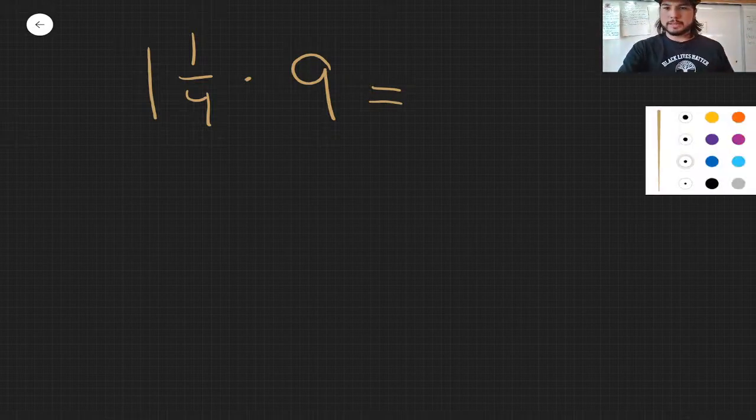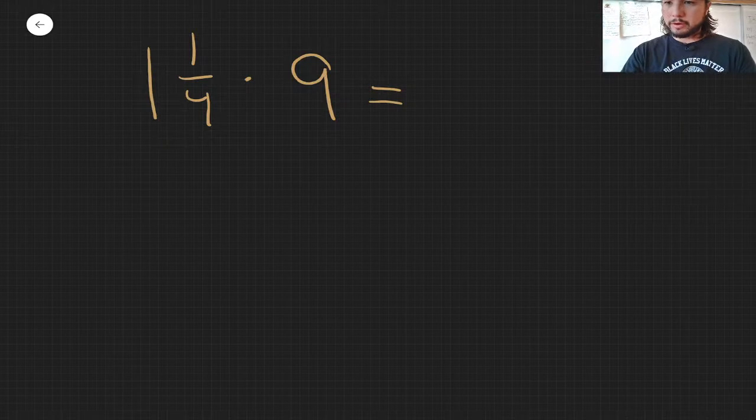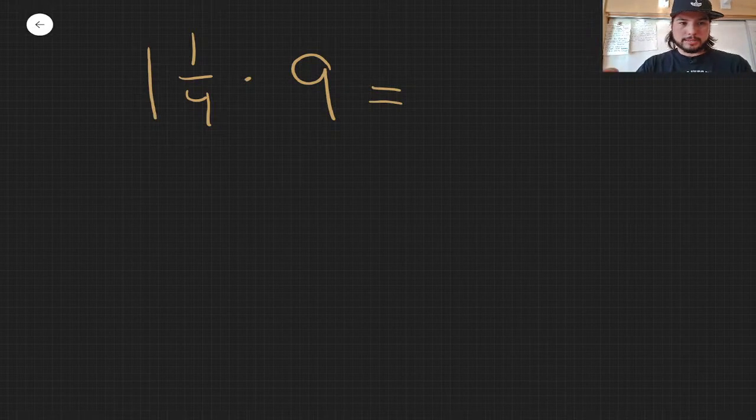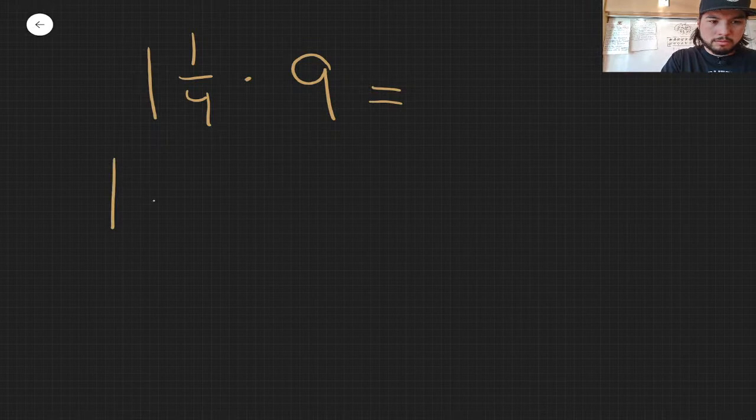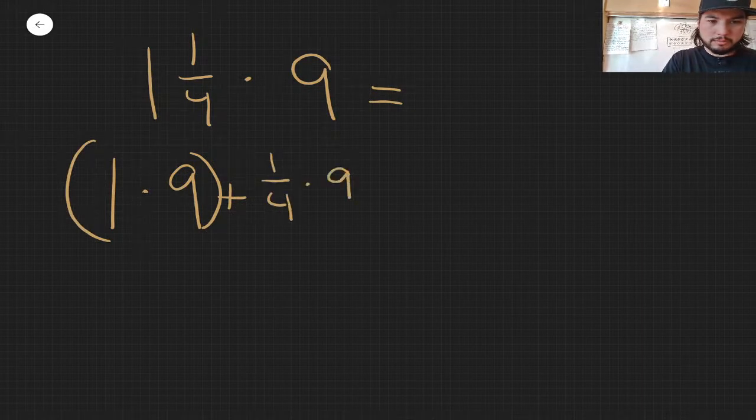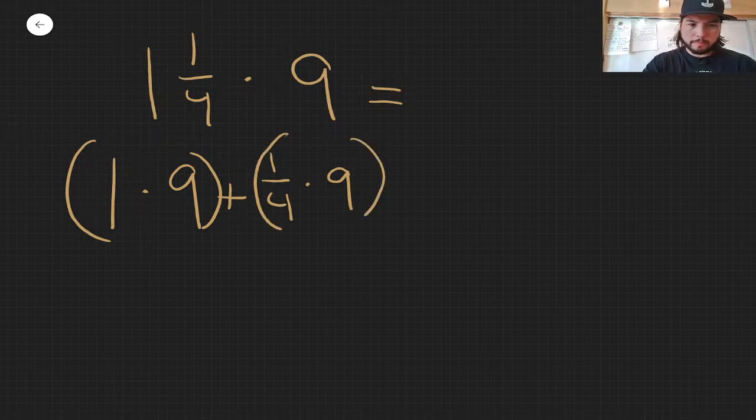1 1/4 times 9. Let's remember our distributive property here. I think I said associative earlier, but I was mistaken. It's the distributive property. So let's break this down and say, if I can take any quantity and break it up into two addends, and then multiply both of those addends to get my answer. So let me break up my 1 1/4 and say 1 times 9 plus 1/4 times 9. Okay? I think that's going to help me a little bit.